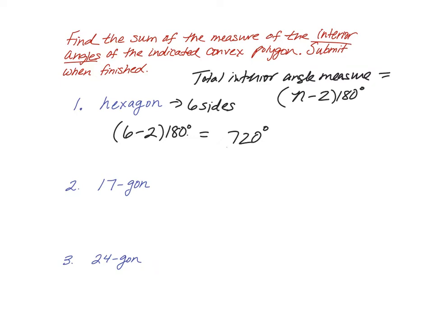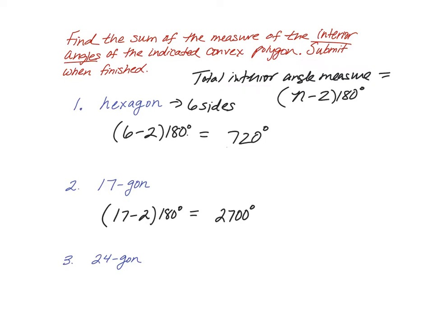Number 2, 17-gon. 17 is how many sides you have. So again, using the equation, we have 17 minus 2, that whole thing multiplied by 180. So 17 minus 2 is 15 times 180 is 2,700 degrees.